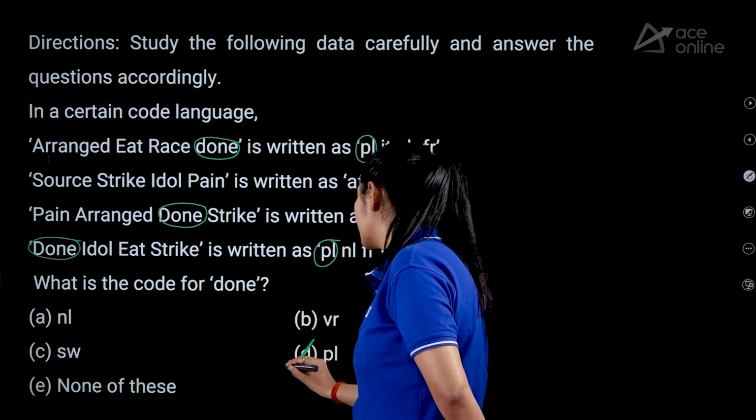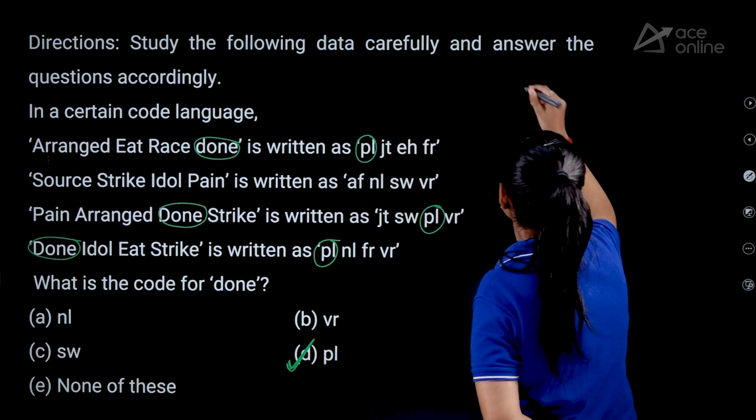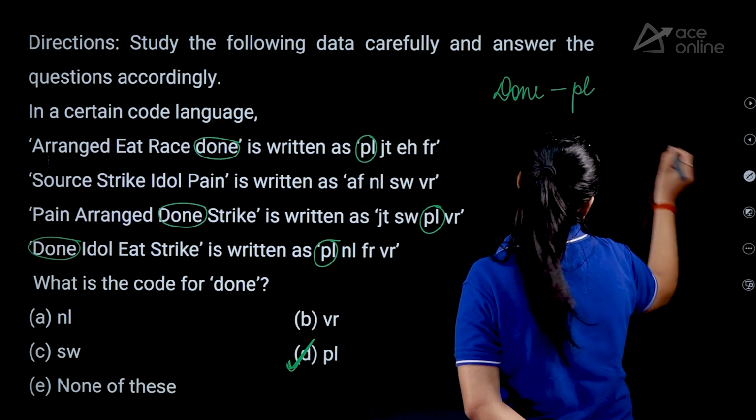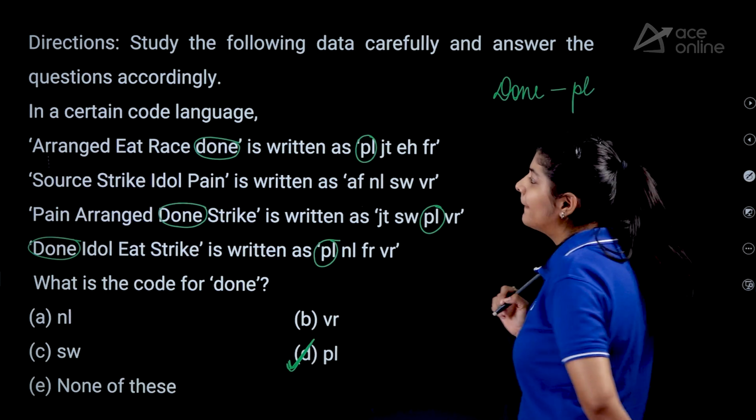PL. That means option number D. So here I am writing the code for done, which is nothing but PL.